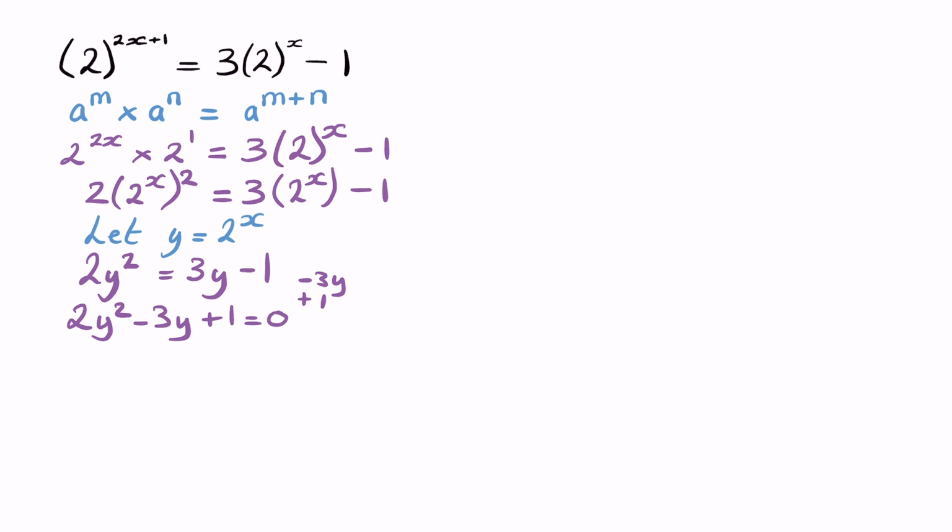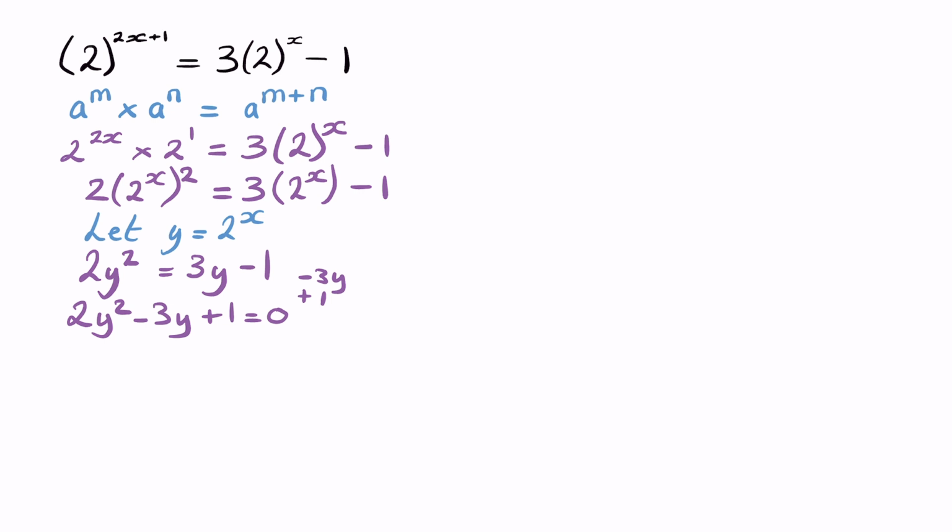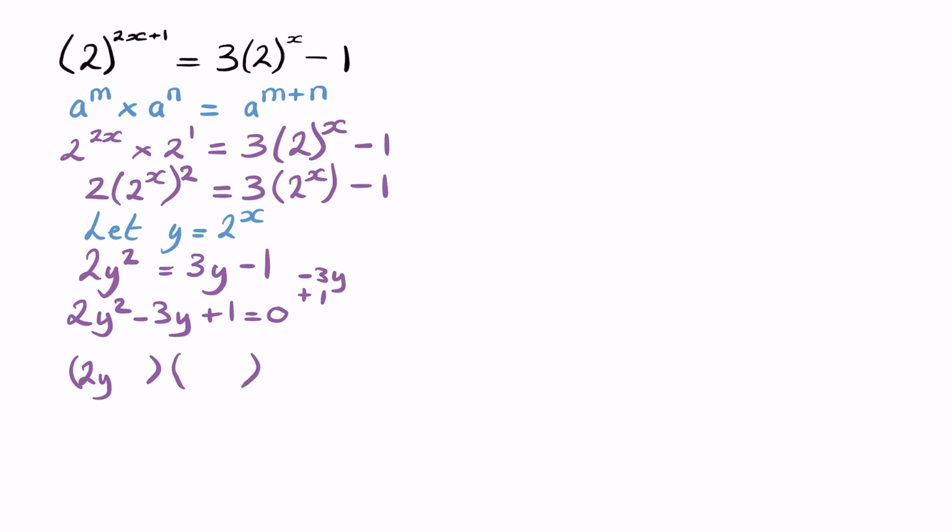It's a bit annoying when we do have the coefficient of the squared term greater than 1, but it's not too bad, this one. So let's open up a pair of double brackets. Well, 2y is definitely going to be in one of the brackets. The other one will have a y. And then we're looking for 2 numbers that are going to multiply to make this positive 1. So that has to be 2 negative 1s, doesn't it? And if you multiplied that out using the FOIL method, you'd see you would indeed get this. So from here we can see that y equals a half and y equals 1.